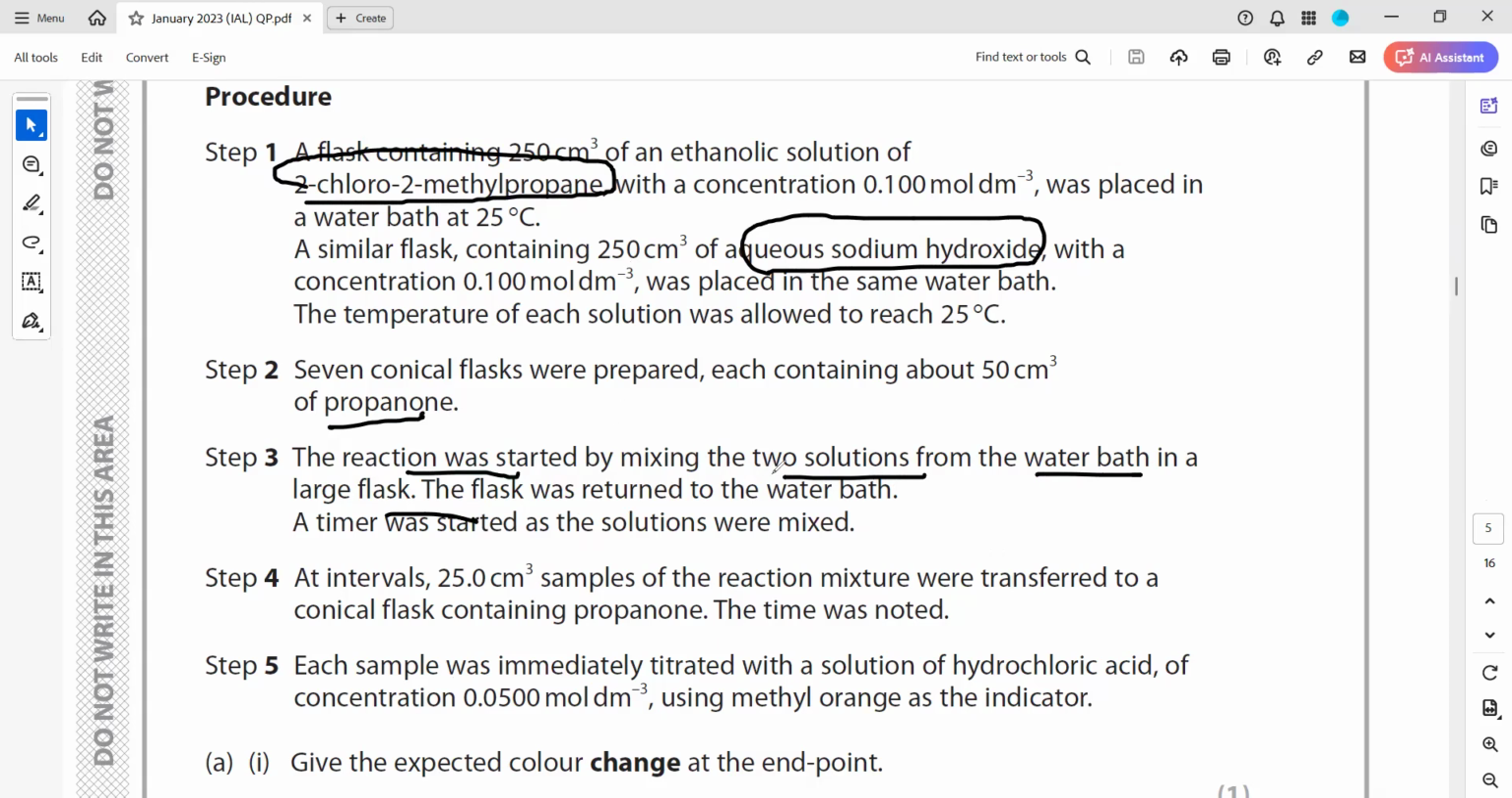The flask was returned to the water bath, and then a timer was started as the solutions were mixed. And then at an interval, a 25 cm cube sample of the reaction mixture was transferred into a conical flask containing propanol. Then the time was noted. Each sample was immediately titrated with hydrochloric acid of concentration 0.05 using methyl orange as an indicator.